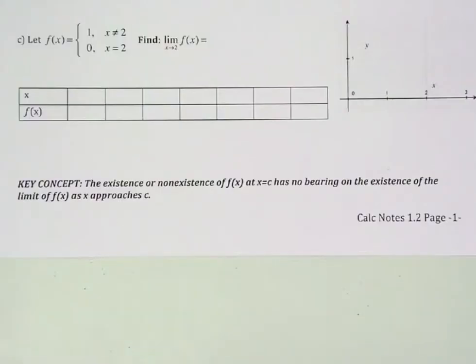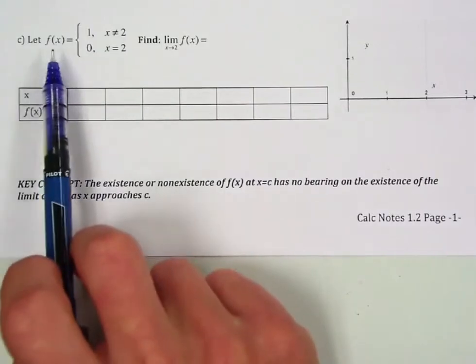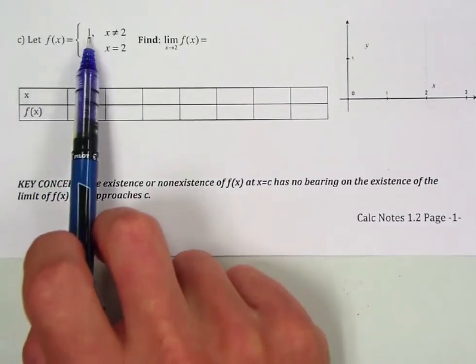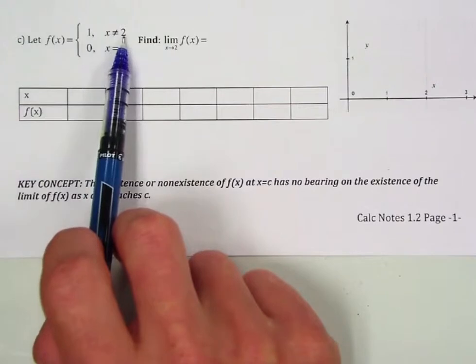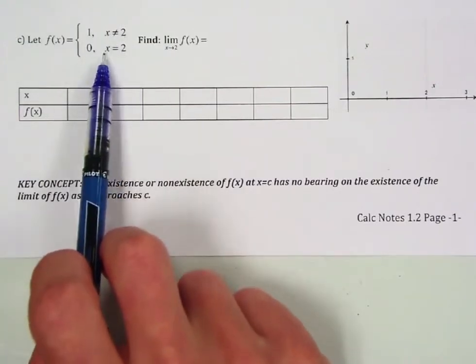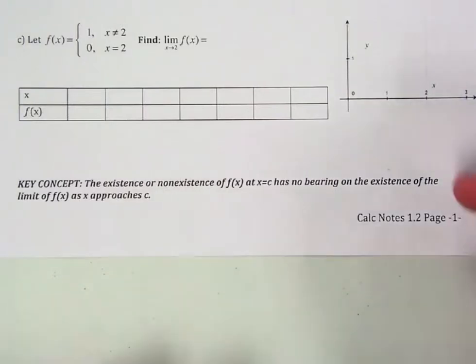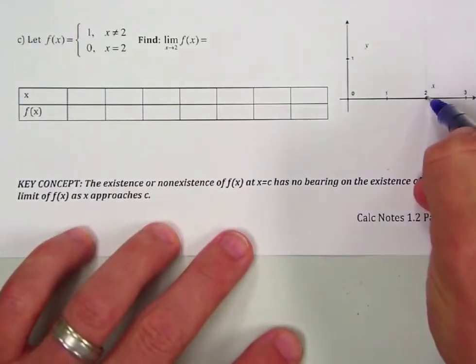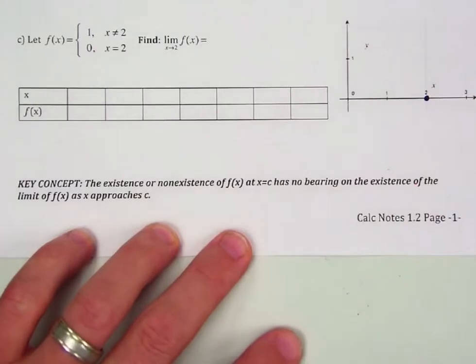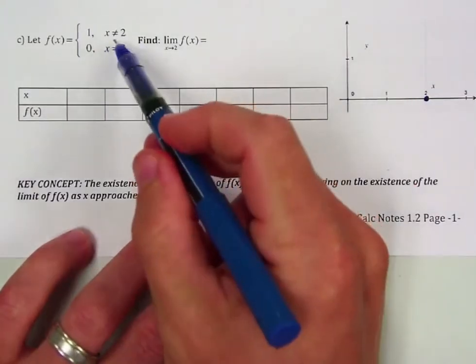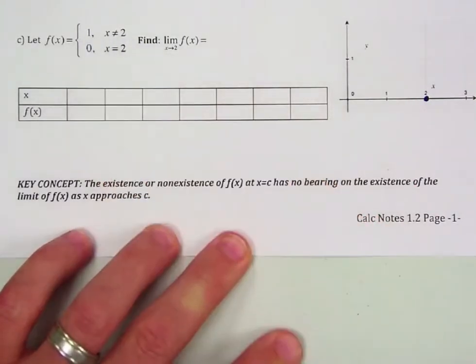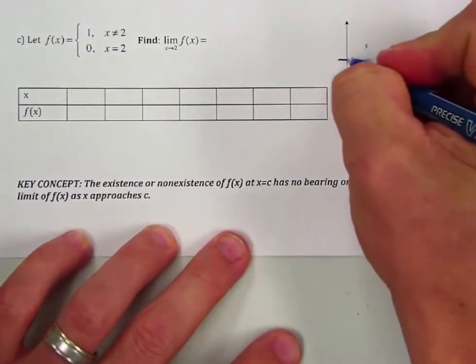For our next example, our function looks a little bit funny. So we're just going to define f of x as 1, where x does not equal 2, and 0, where x equals 2. Okay, so right here at x equals 2, we know our function equals 0, because it tells us. And we know where it doesn't equal 2, our function equals 1. So it's going to look like this.